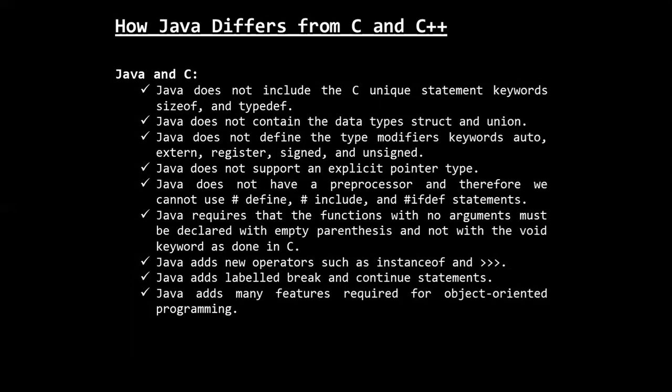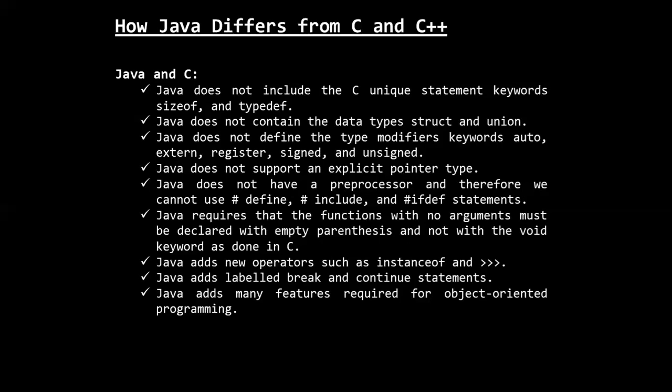Java is a lot like C, but the major difference between Java and C is that Java is an object-oriented language and has a mechanism to define classes and objects. In an effort to build a simple and safe language, the Java team did not include some of the C features in Java. Java does not include the C-unique statement keywords sizeof and typedef. Java does not contain the data types struct and union. Java does not define the type modifier keywords auto, extern, register, signed, and unsigned.